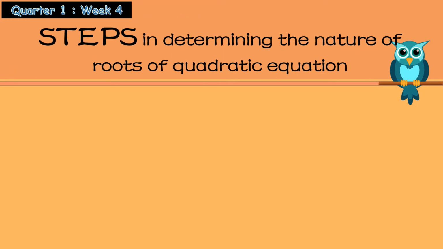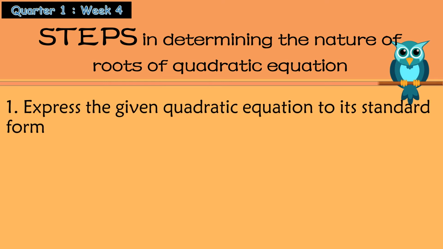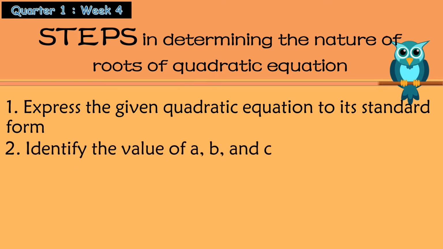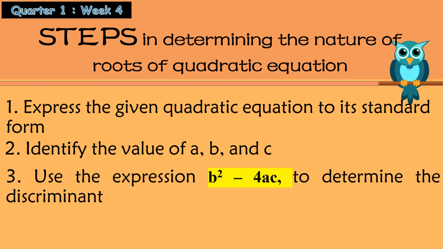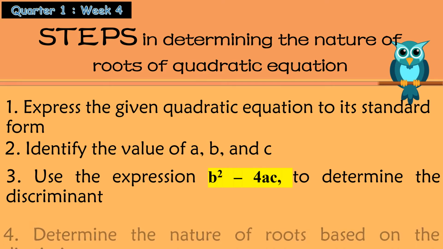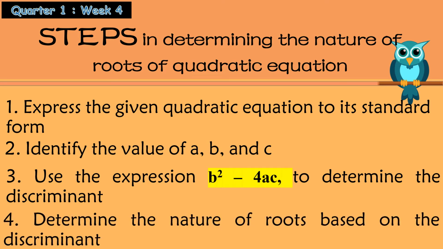Now, the following are the steps in determining the nature of roots of a quadratic equation. First, express the given quadratic equation to its standard form. Second, identify the value of a, b, and c. Third, use the expression b squared minus 4ac to determine the discriminant. And lastly, you can determine the nature of roots based on the discriminant.